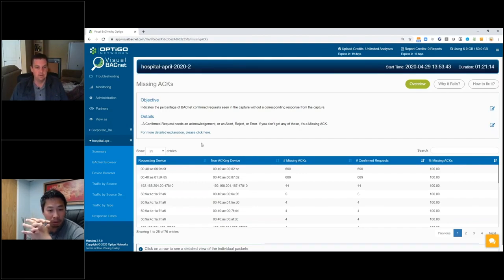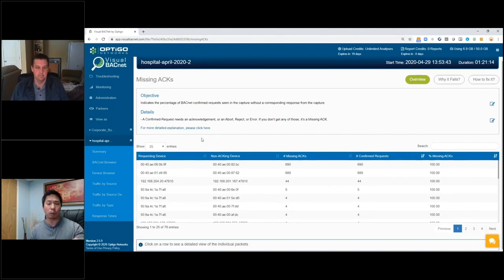Yeah, so a couple of notes here. On the far right side, the far right column is missing ACKs. Right now it shows 100%. So every request that goes out, whether it's complex or simple, does not get a response.